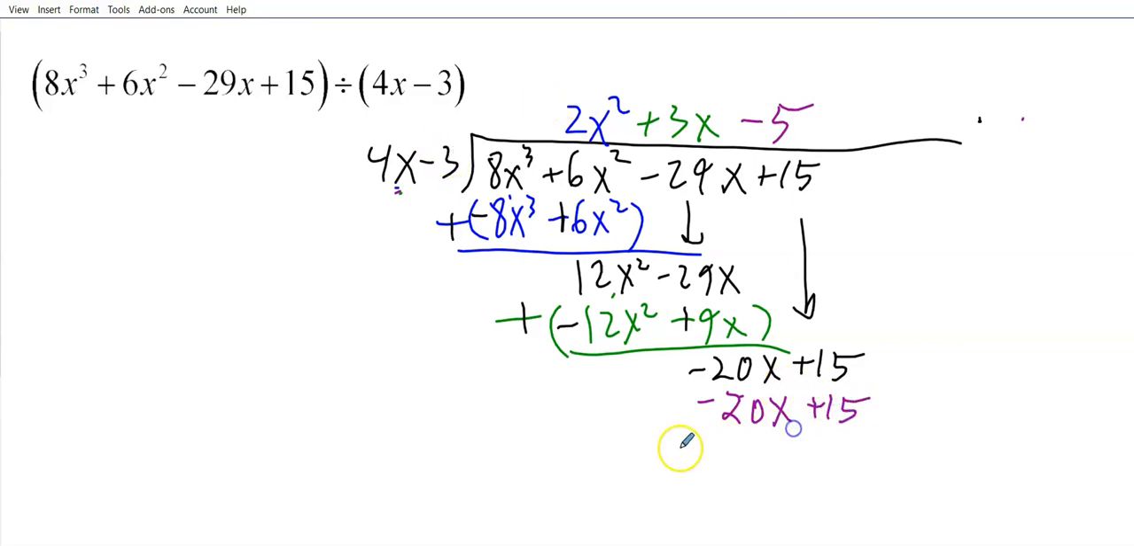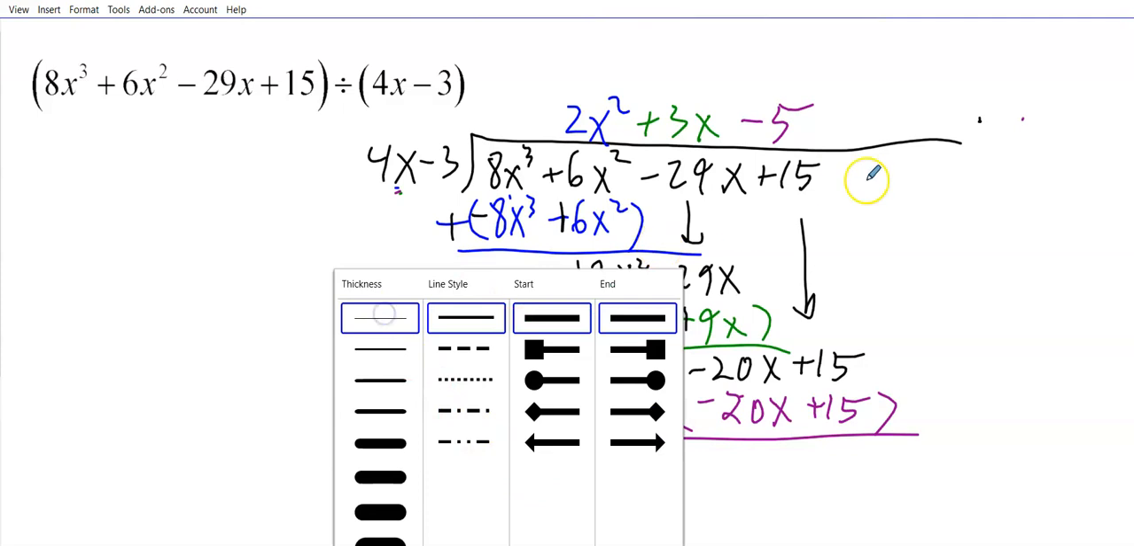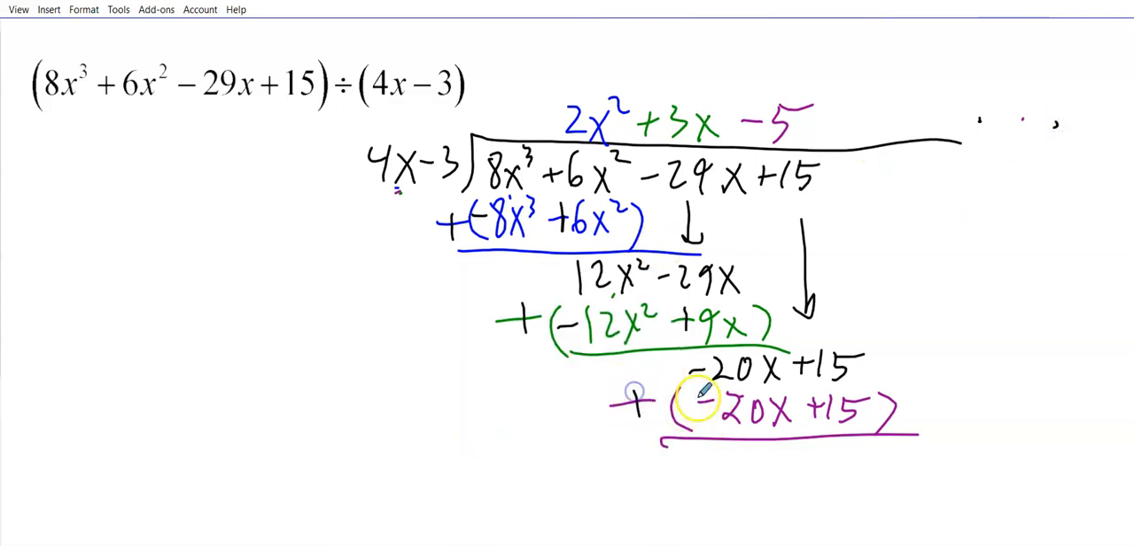I'm very hopeful this is going to go away. Let's see what happens here. So I'm going to subtract both those guys. I'm going to distribute the negative. And both those end up being 0. So my remainder is 0, which means this is a factor, right? So my answer is 2x squared plus 3x minus 5.